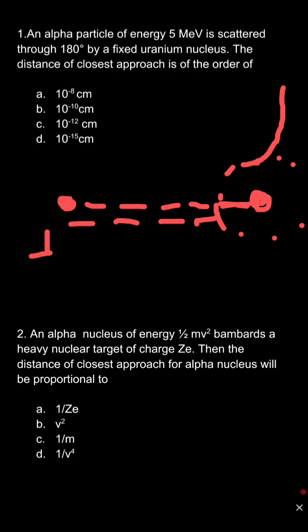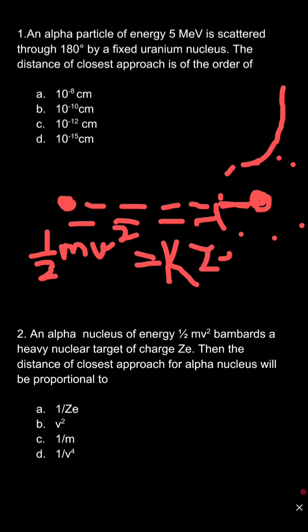If half mv square is the initial kinetic energy that the alpha particle carries, then by the end of its path, where it closely approaches the nucleus, its entire kinetic energy gets converted into potential energy. Which kind of potential energy? The electrostatic potential energy, whose value is given by K into charge of the nucleus multiplied by charge of the alpha particle divided by this distance. This distance R0 is known as the distance of closest approach. So from this you can find the value of R0 by substituting the values of all other quantities.